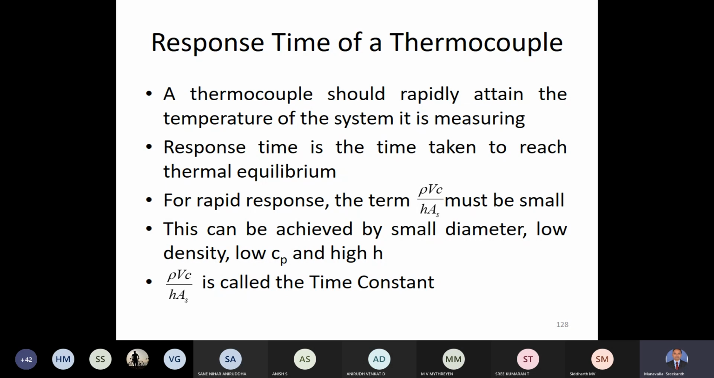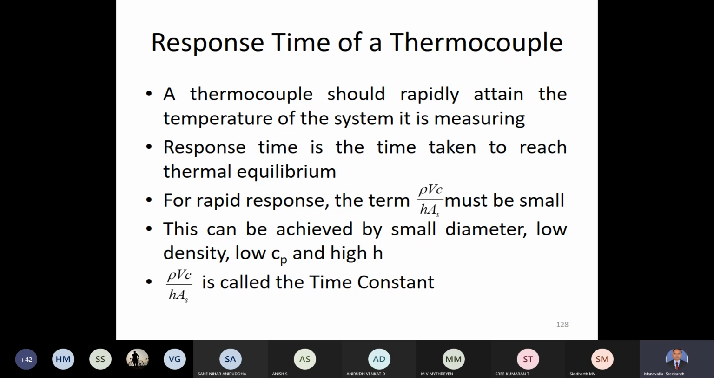Remember when you were measuring your body temperature using a mercury in glass thermometer, you keep that thermometer bulb under your tongue, and it will take some time. That time is taken because the bulb containing mercury should attain the same temperature as your core body temperature. So that time is the waiting time. You will have to wait till the body and the bulb temperature are in thermal equilibrium. That is called the response time.